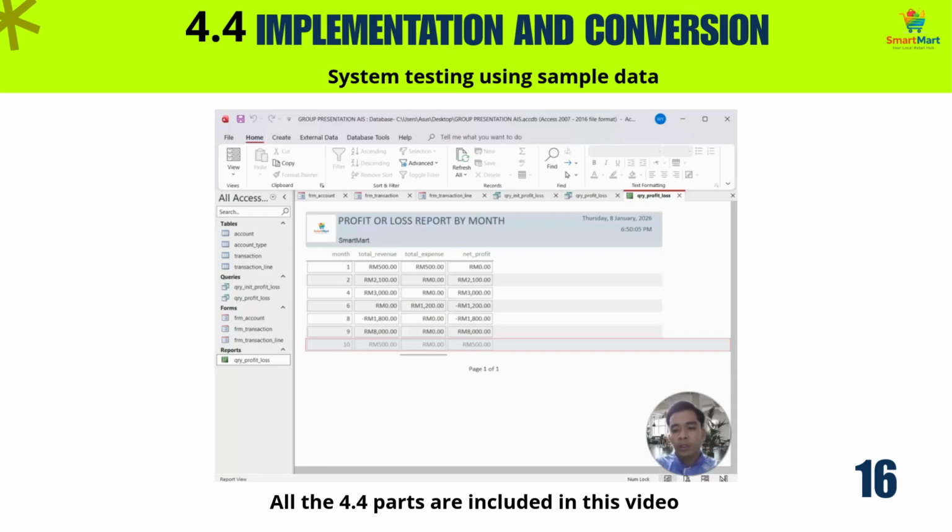In conclusion, the system was successfully implemented using Microsoft Access. It improved efficiency, reduced errors, and enabled fast generation of the monthly profit or loss report.